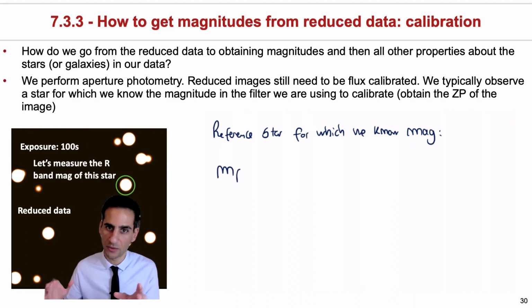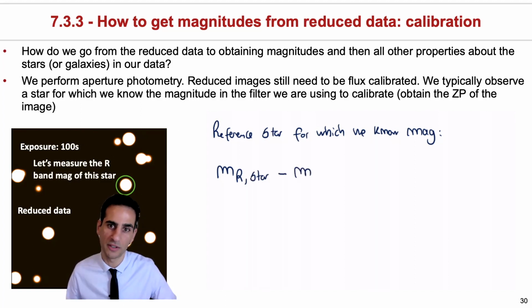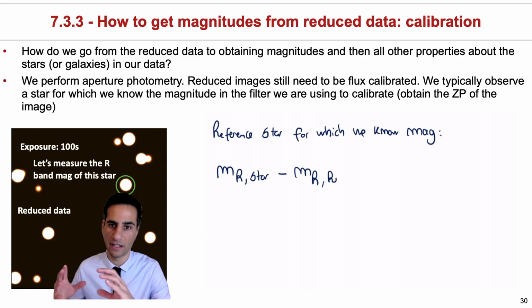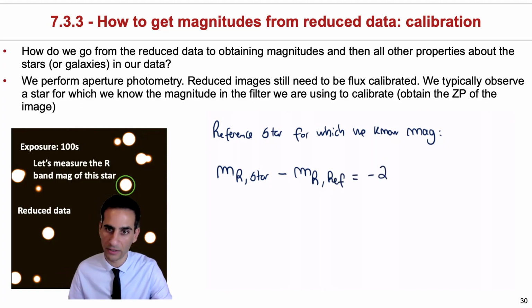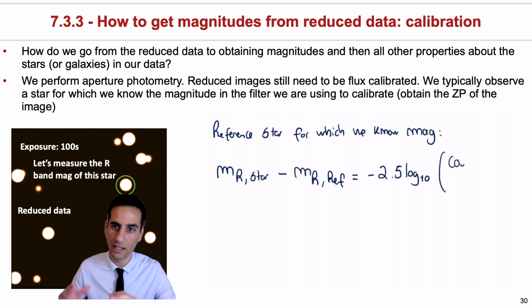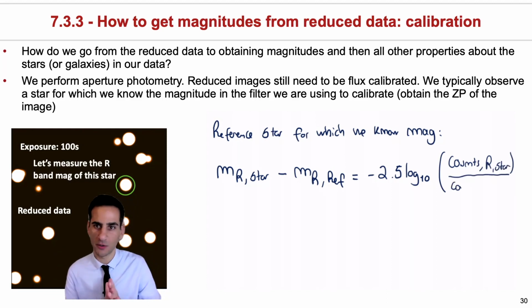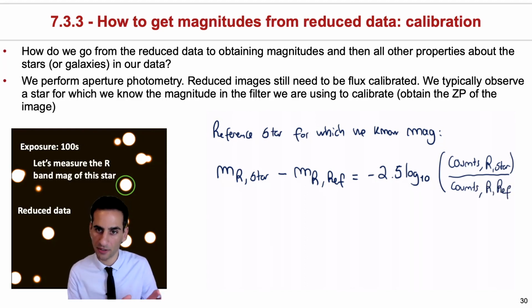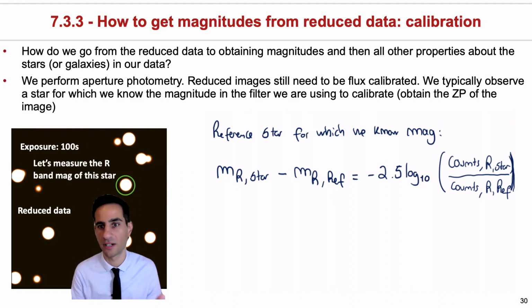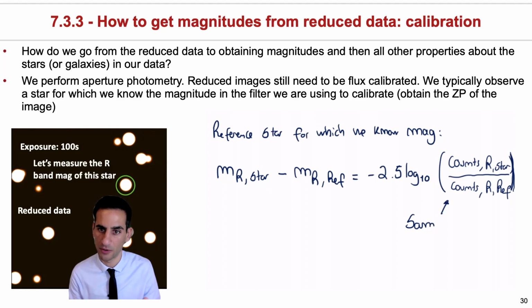What we can do is look at the difference between the magnitude of the new star that we're trying to find the magnitude for and the magnitude of the reference star for which we know the magnitude. And we can actually look at minus 2.5 log 10 of the ratio of the counts. Remember just the definition of magnitudes. And typically we can apply this equation directly if the counts have been obtained with the same exposure time. If not, we need to normalize by the exposure time. Otherwise, we'll just get more counts because we exposed for longer.